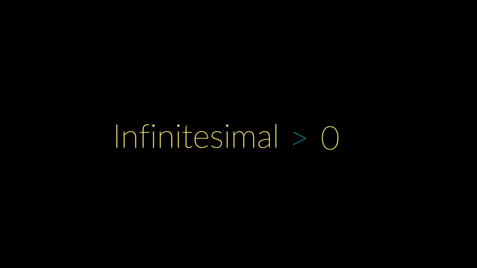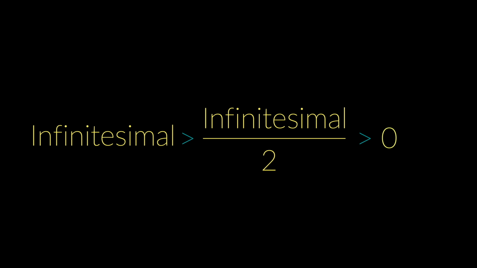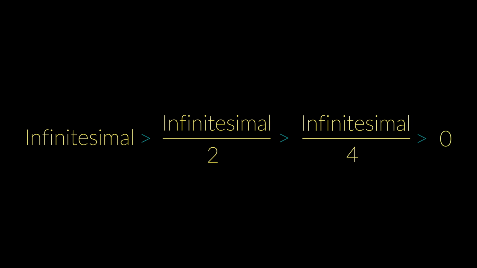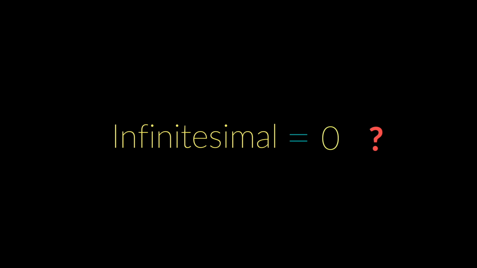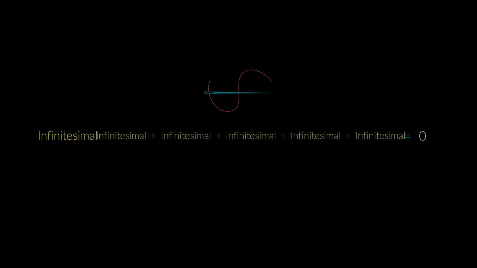Is it bigger than 0? If so, can't we just cut it in half and get a smaller piece? And then cut that piece in half and get an even smaller one, and keep doing so indefinitely? Is it equal to 0? If so, isn't stitching zeros together resulting in nothing but 0?